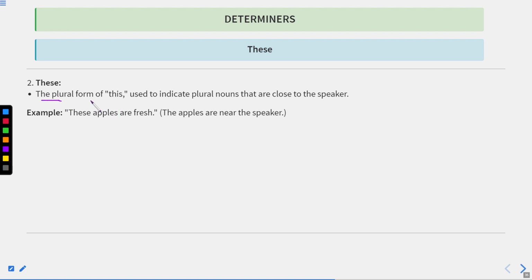These, the plural form of this, used to indicate plural nouns that are close to the speaker. These apples are fresh. The apples are near the speaker. So we can say these apples. So the apples are near the speaker, not the shopkeeper.